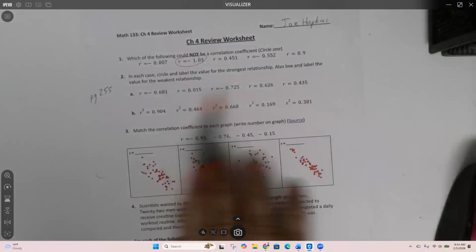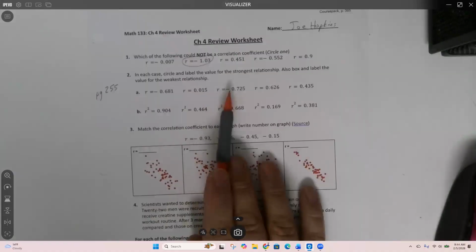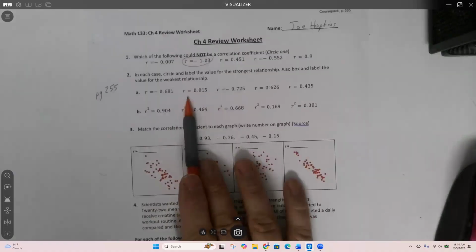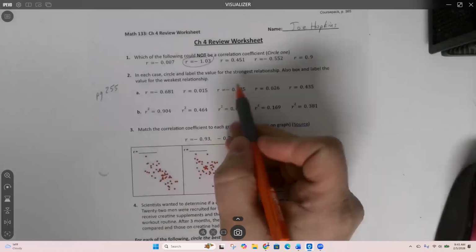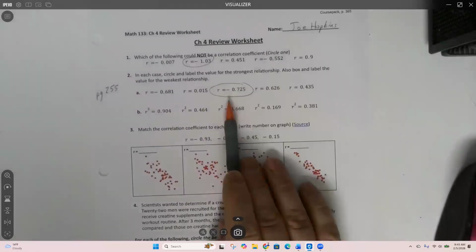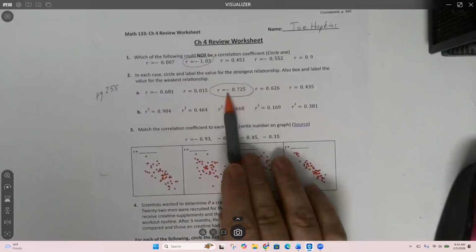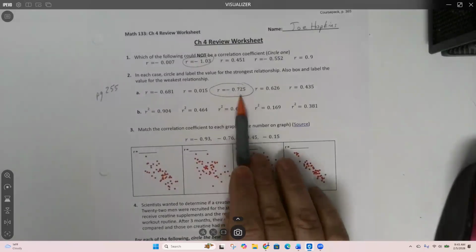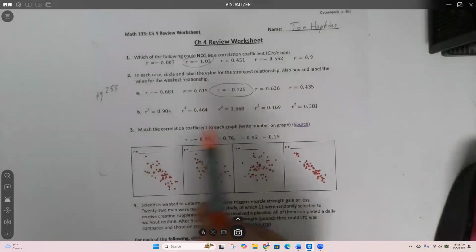So for this one, whichever number is closest to one or negative one. And so in this case, yep, you got it, Montez, Rachel. This number here, even though it's negative, if I ignore the negative, which one is the biggest? This one is. Okay. We also want to put a box around the weakest relationship.